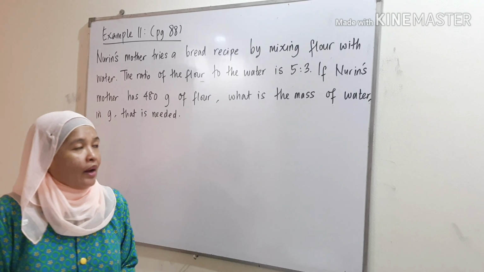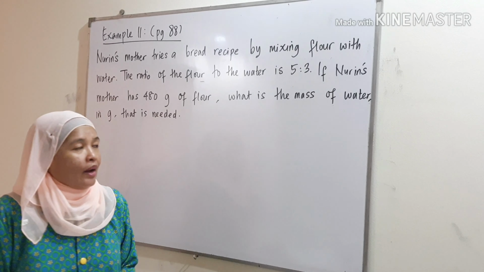So we use the row and column method. This is the first row, row 1, and this is the second row. So the value of the second row is the answer of the questions.